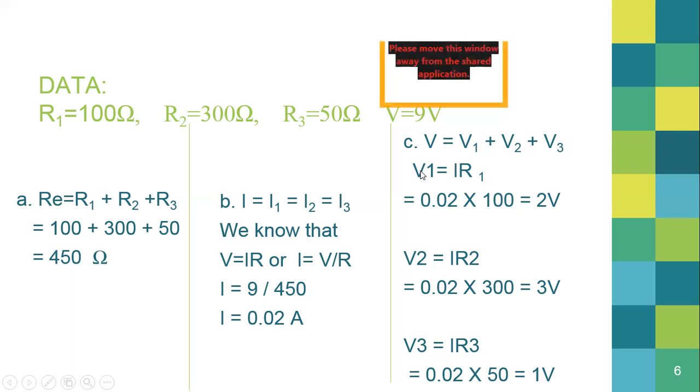To find this, V1 is equal to I R1. I is 0.02, R1 is 100, so it is 2 volt. That means the potential difference of R1 is V1, that is 2 volt. The potential difference of R2 is V2, that is 0.02 multiplied by R2, 300, which is equal to 6 volt. The potential difference of R3 is V3, and that is 0.02 multiplied by 50, which is equal to 1 volt.